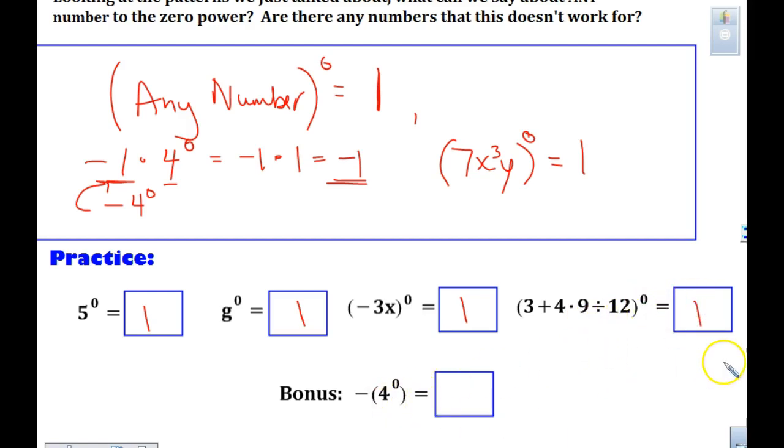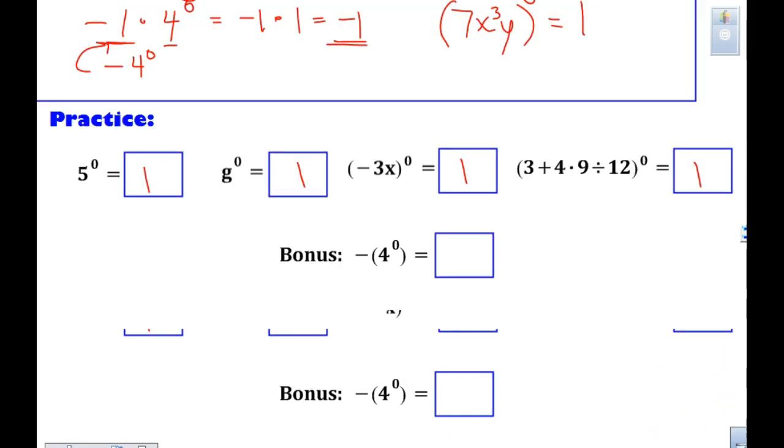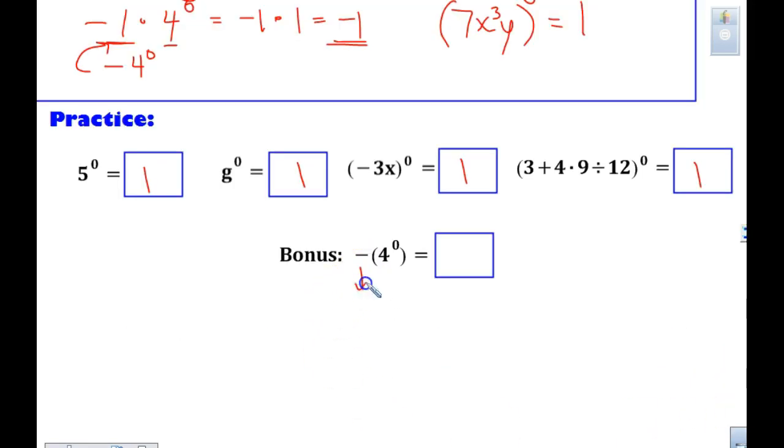So anything to the 0. And this is the one that I'm talking about that you need to be careful about. This right here is a negative 1 times 4 to the 0. So the 4 to the 0, if we are looking at that, 4 to the 0, that's negative 1 times 1. So my answer to this one is negative 1 and not positive 1. Make sure you have that written down with my work that I have there.